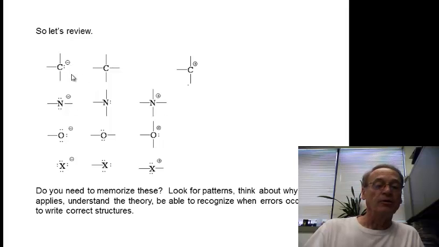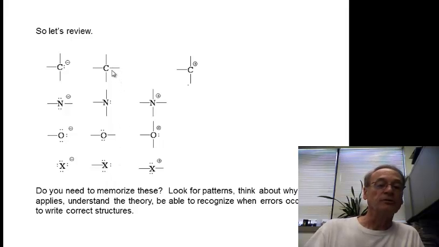On the other hand, we can go down the columns. Notice that carbon, nitrogen, oxygen, and halogens each can carry a -1 charge. But for carbon, it has to be 3 bonds and a lone pair. For nitrogen, 2 bonds and 2 lone pairs. For an oxygen, 1 bond and 3 lone pairs. And for halogen, 4 lone pairs.